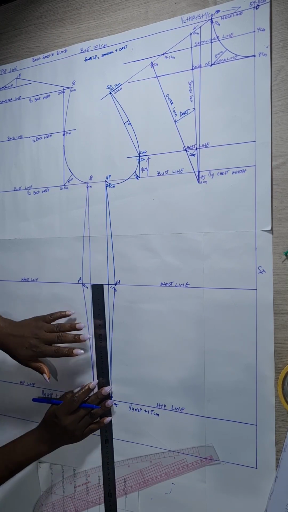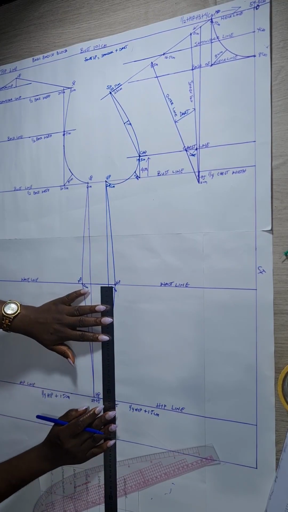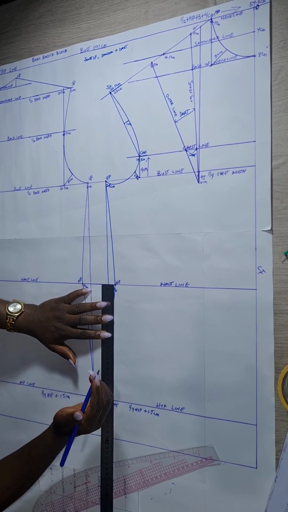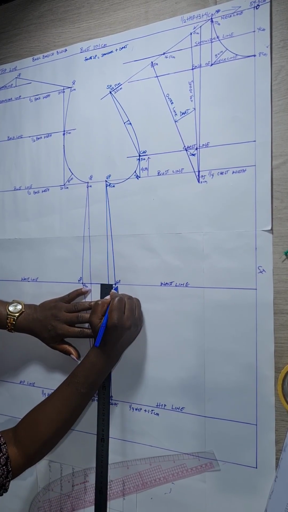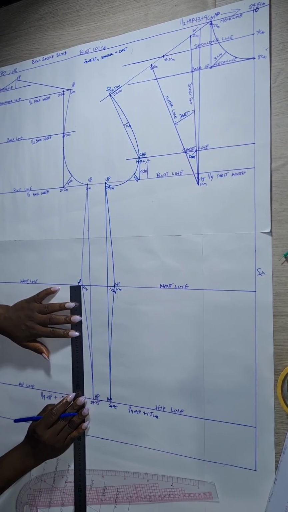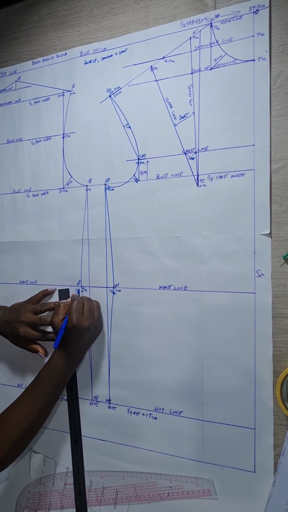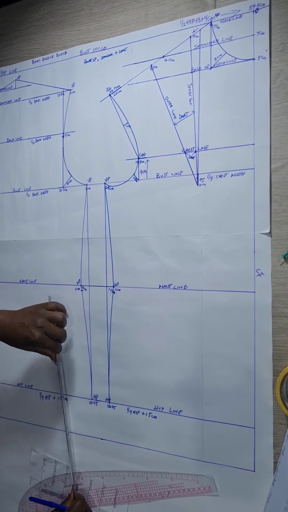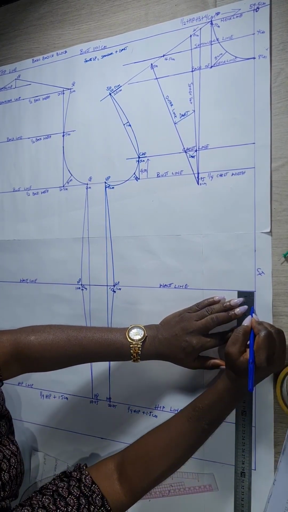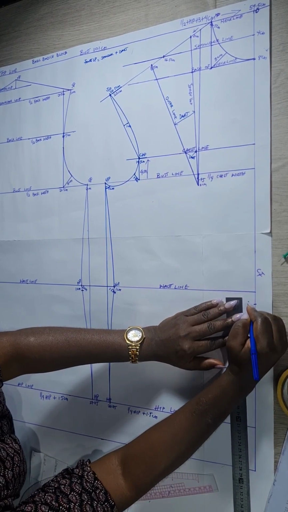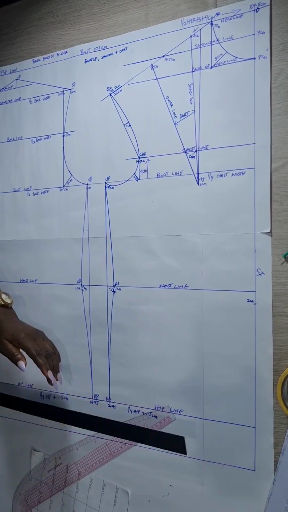So I am drafting for a large size. Remember I said a size 14 is a large size. On the waist point, I'll come down the WP by 1 centimeter, both on the front and back pattern. While on the CF, I'll come down by 2 to 2.5. So let me use 2 centimeter. Now, watch how I'll connect this.